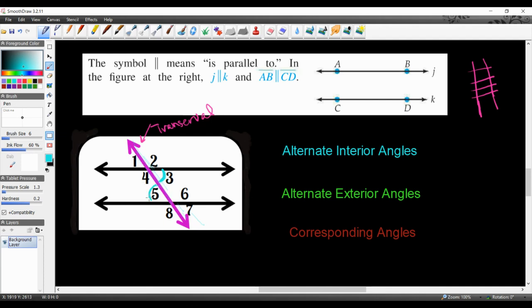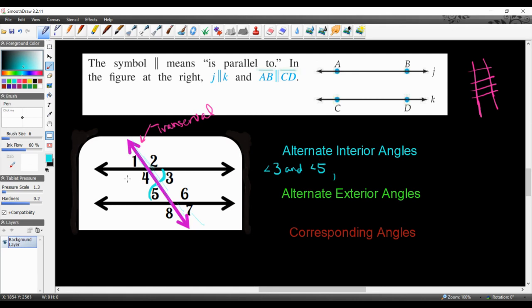So this would be the pair that goes with that one. So one pair of alternate interior angles would be angle 3 and angle 5. And what this does is it shows us that these are going to be congruent, okay?